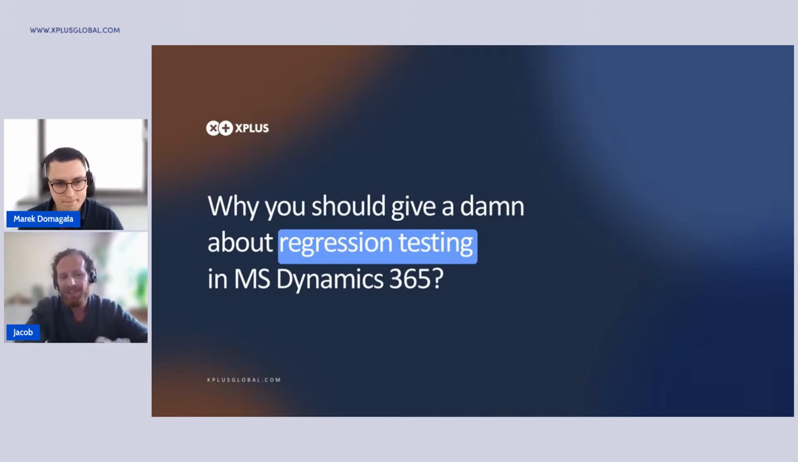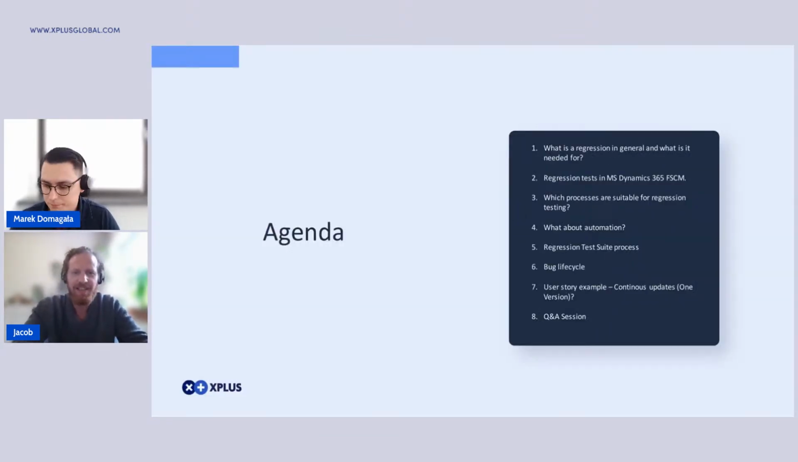With that said, we'll go ahead and move on to the agenda. What we've got today is first, we're going to talk about regression in general. What is it? What's it needed for? Why are we using it? Regression testing with Microsoft One Version updates is a topic, and so I want to clarify what it is.